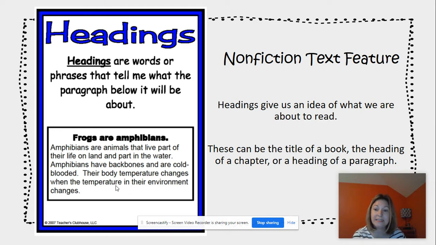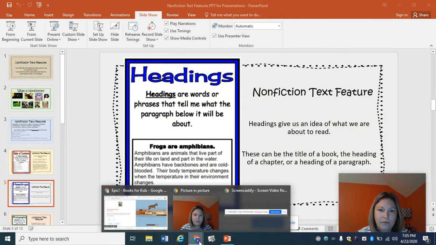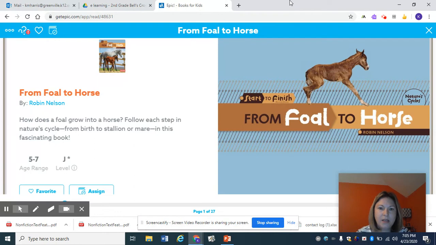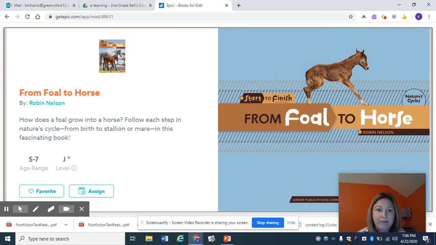So today I'm going to read another book. We're going to read a book about horses. And we're going to pay attention to the headings that are used in this book. The book we're reading is called From Foal to Horse, and it is by Robin Nelson. You can tell from looking at the cover of this book that it's about horses. We've got a baby horse, which is a foal, and then we have an adult horse.